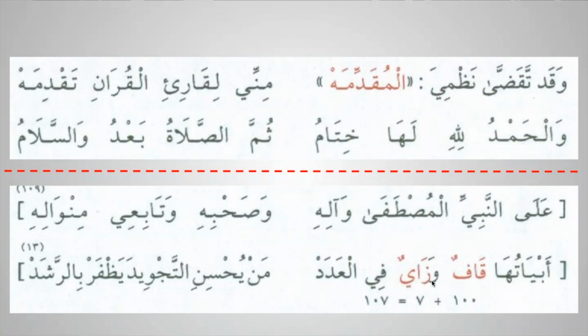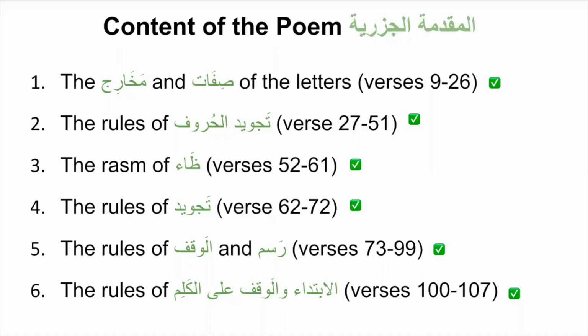And by this you also know that these last 2 verses are not part of the poem. The poem ends at this verse over here. مَنْ يُحْسِنِ التَّجْوِيدَ يَظْفَرْ بِالرَّشَدِ. Whoever perfects their tajweed will achieve victory with guidance. And that brings us to the end of Muqaddimatul al-Jazariyyah. These are all the chapters that we have covered.